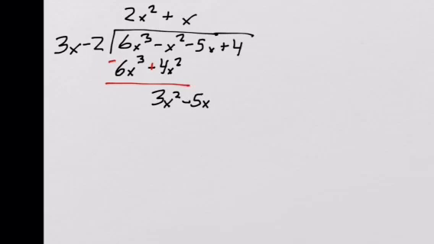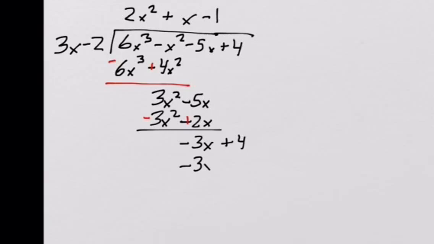So multiply that x by the 3x minus 2, I get 3x squared minus 2x. So I'll now change my signs so that I can add and get negative 3x plus 4. So I need to multiply by a negative 1. So I get minus 3x plus 2. Switch my signs. And I end up getting a remainder of 2.